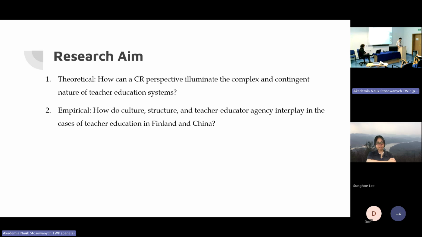My aim is both theoretical and empirical. Theoretically, I propose a critical realism-informed conceptual framework that understands teacher education through layered, interacting, generative mechanisms. Empirically, I apply this framework to comparative case studies of teacher education in Finland and China to test and refine the proposed framework.